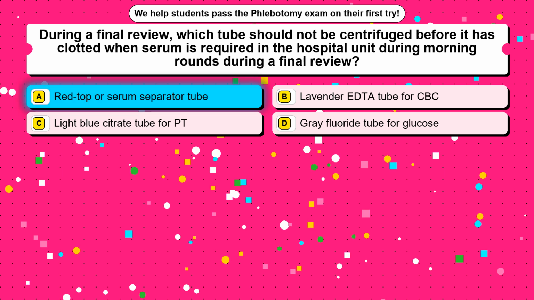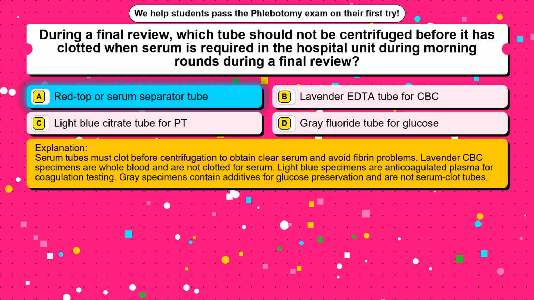The correct answer is option A. Red top or serum separator tube. Serum tubes must clot before centrifugation to obtain clear serum and avoid fibrin problems. Lavender CBC specimens are whole blood and are not clotted for serum. Light blue specimens are anticoagulated plasma for coagulation testing. Gray specimens contain additives for glucose preservation and are not serum clot tubes.